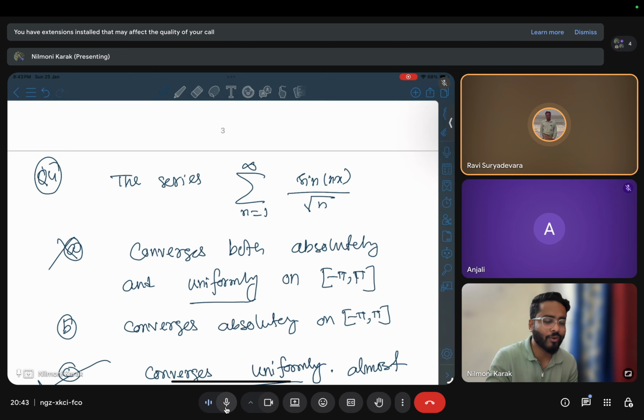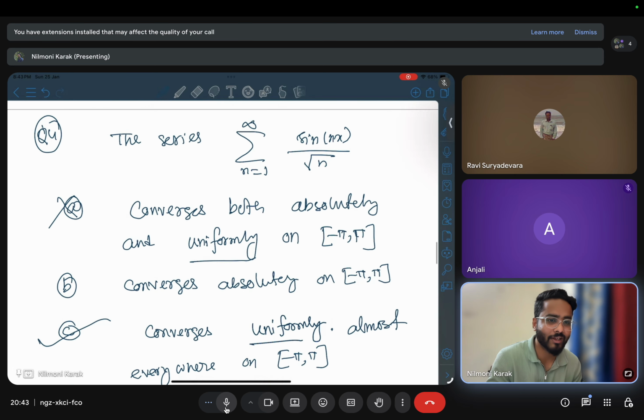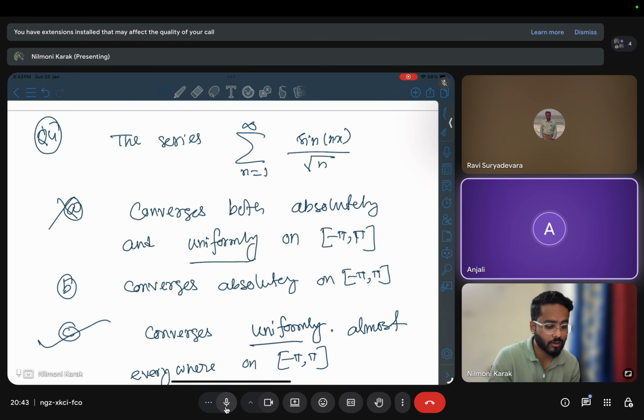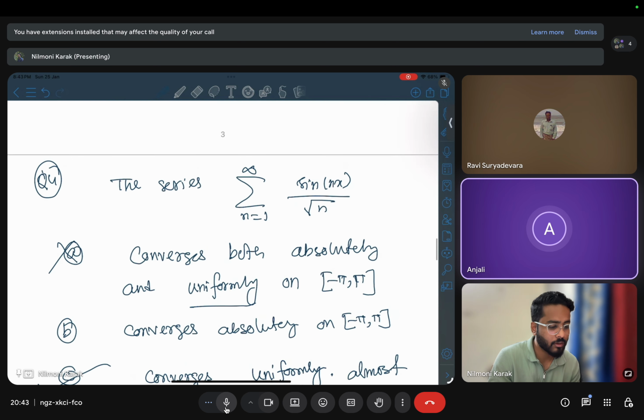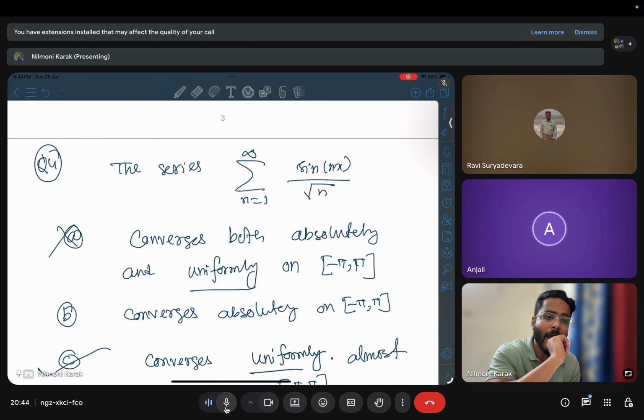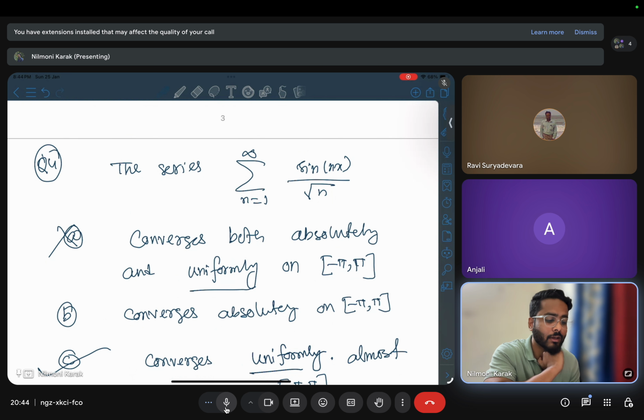C is true. Actually, I think it's a P series. When you take the absolute value, it's equal to 1 over root n, so you can apply the P series test. P will be half, I got it. But if you take the absolute value, then mod sin nx is not one always, right?